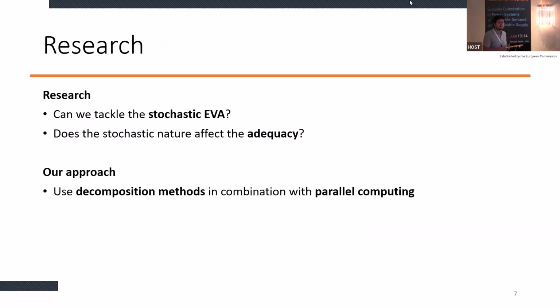And so this leads us to our research question. Concretely, we're interested in two points. First of all, we are interested in knowing if we can somehow tackle this stochastic EVA, trying to find a way to solve this problem. And secondly, we are interested in knowing whether the fact that we are able to solve this problem actually means something in terms of adequacy.